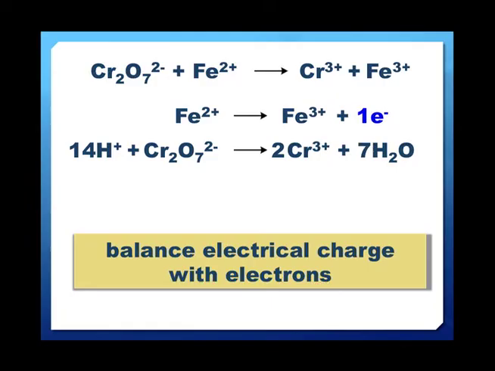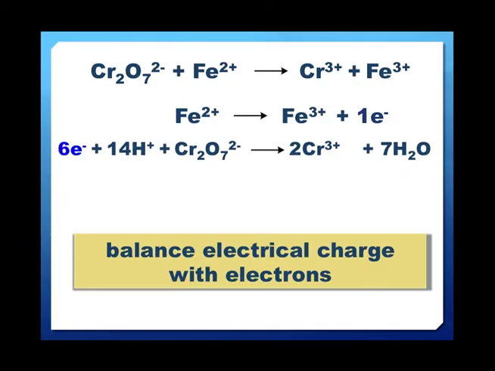For the reduction, it's a little trickier. We have 2 minus on the dichromate and 14 H pluses for a total of 12 plus on the left. On the right, we have 2 chromium 3 ions for a total of 6 plus. In order to balance this, we will need 6 electrons on the left to bring the charge down to 6 plus.